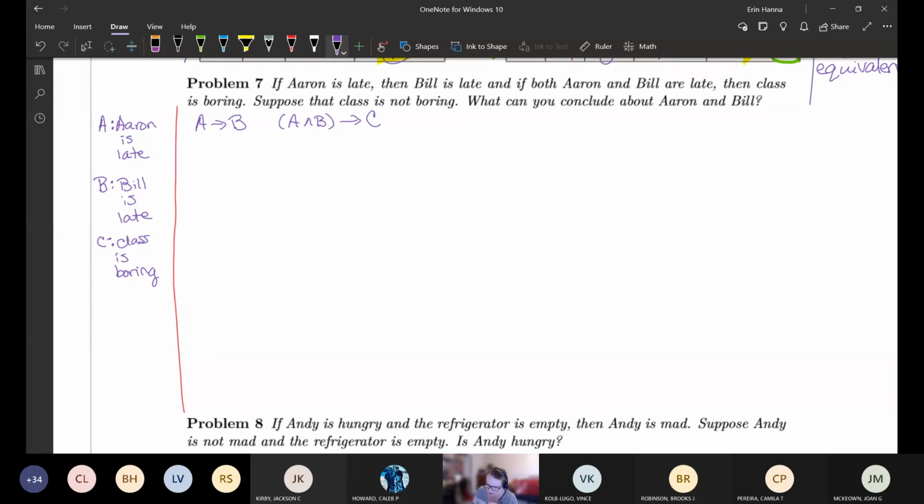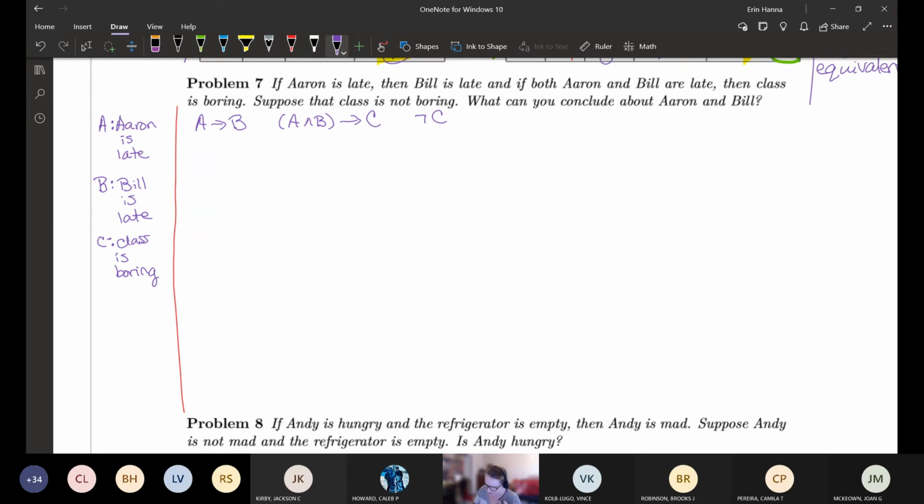And then the next sentence says, suppose that class is not boring. So if class is not boring, the thing we would know is true is that not C would end up being true. And you'll see what I mean by end up being true in a second. But that's essentially what that statement is giving me. Class is not boring, which would give me not C. So those are the three things I'm going to focus on once we finish doing this rather large table.